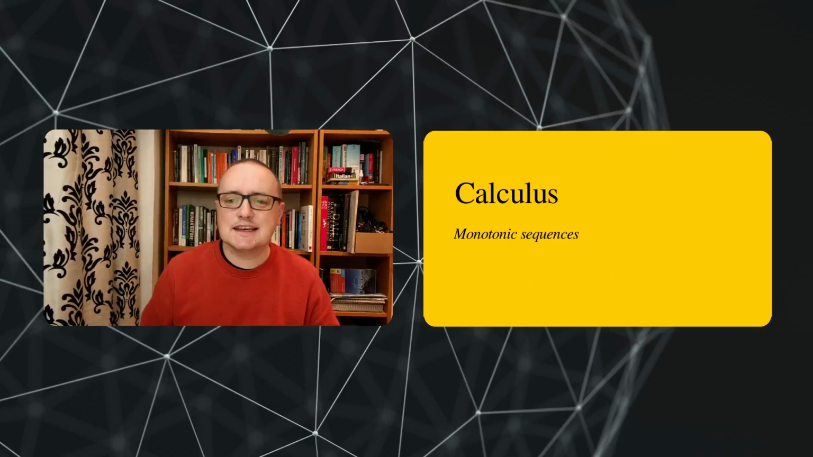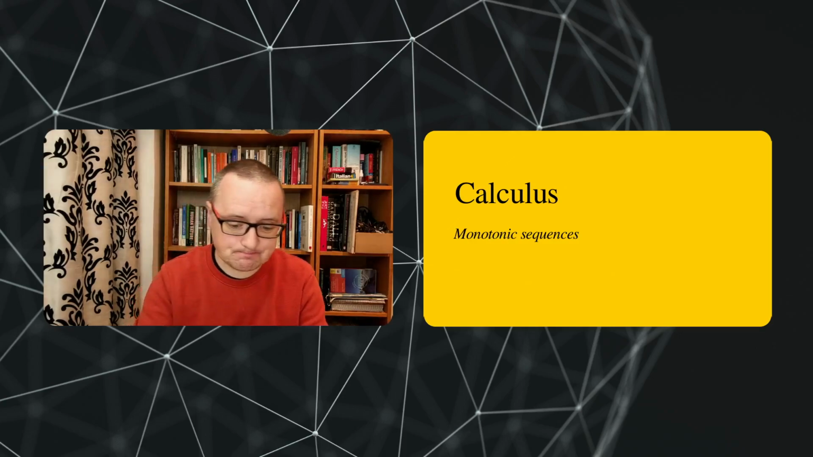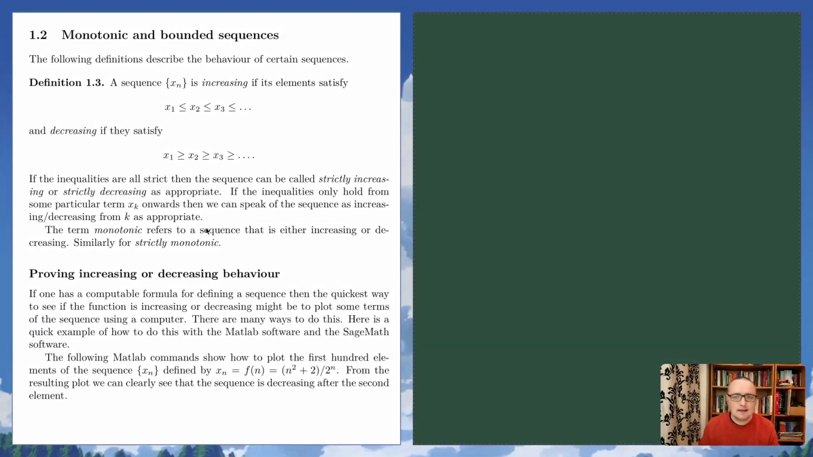Hi there, and in this video we're going to look at monotonic sequences. So we're here on page 3 in the notes in section 1.2. A monotonic sequence is one that is either increasing or decreasing. The definition here, Definition 1.3, is fairly straightforward.